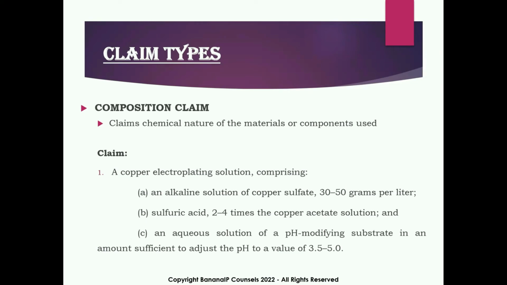Next, we have a composition claim. These basically claim the chemical nature of the material or the components being used. Like the example says, a copper electroplating solution comprising an alkaline solution of copper sulfate, which is 30 to 50 grams per liter. So these are the chemical nature of the materials. The second element is sulfuric acid, 2 to 4 times the copper sulfate solution, and then an aqueous solution of pH modifying substance in an amount sufficient to adjust the pH to a value of 3.5 to 5. So this is an example of a composition claim, which claims the chemical nature of the materials.